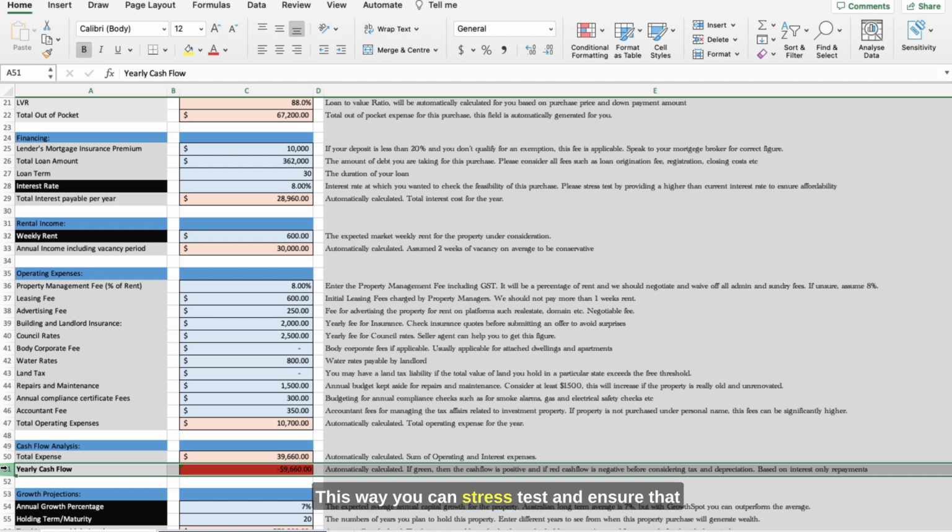This way, you can stress test and ensure that even when the interest rate increases, the property you're buying today is something you can afford. Some people can afford to lose $9,660 yearly in cash flow, but that may be different for others on a tight family budget.